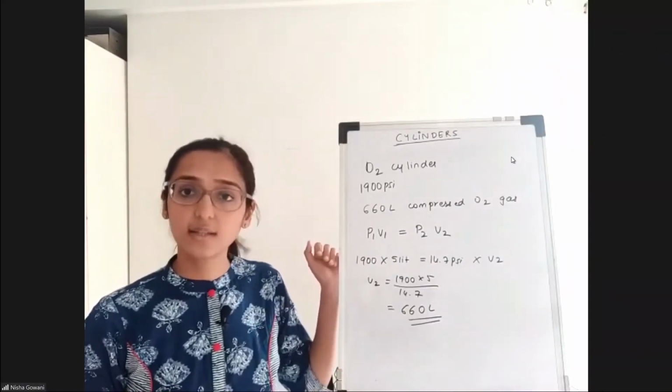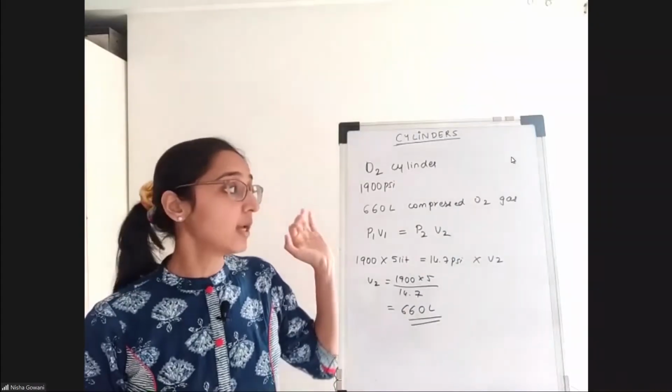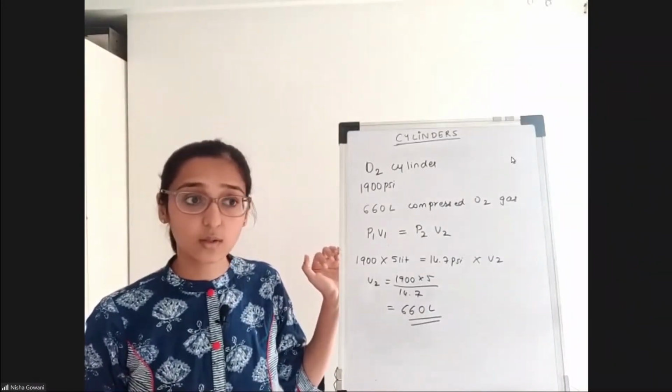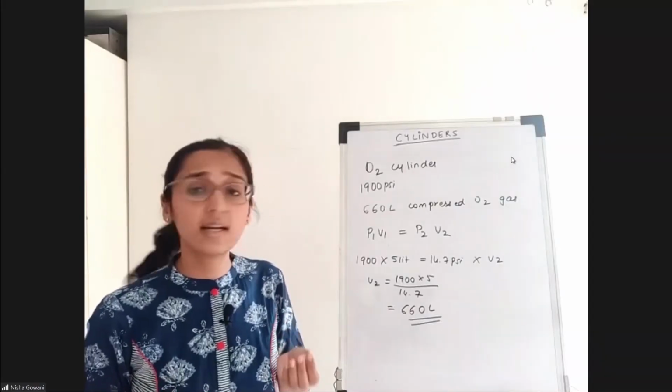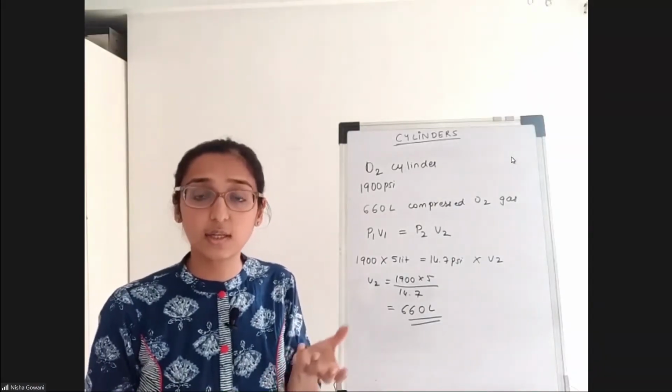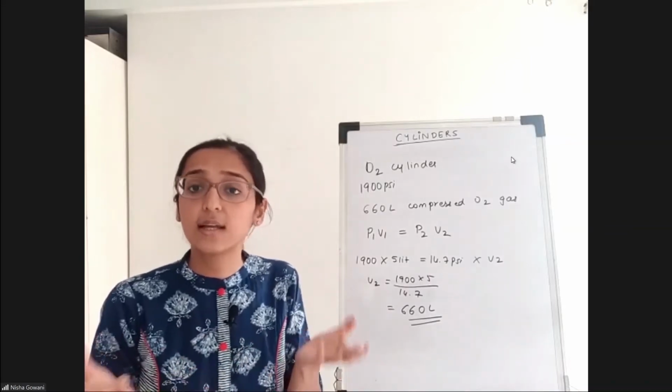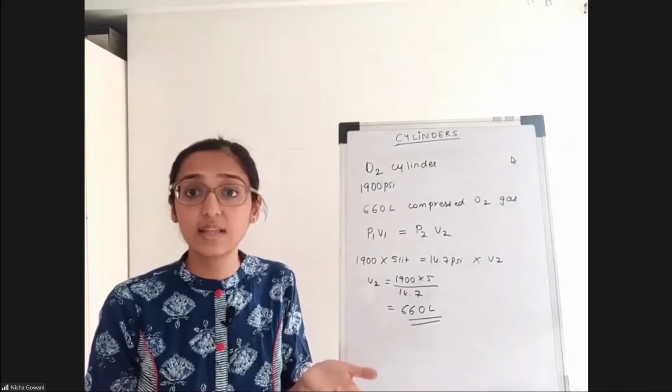So here is an application of the gas law. Now we can apply this gas law similarly. Suppose we want to know how much oxygen is left in the cylinder when the reading on the pressure gauge is, say, 1000 psi. How will we know how much oxygen is left in that cylinder?